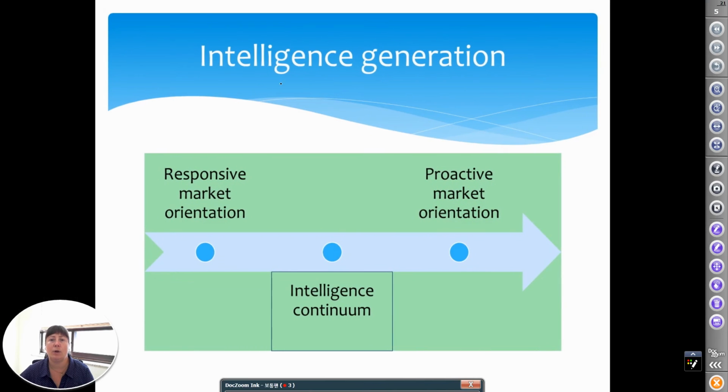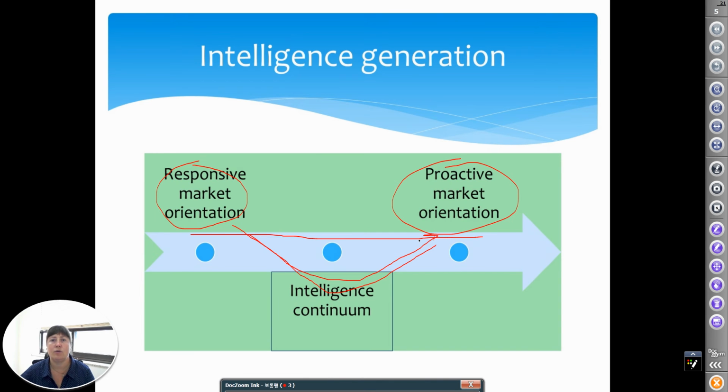So first of all, intelligence generation, what does it mean? You can find here some kind of continuum. So you can meet the responsive market orientation or proactive market orientation inside your high-tech company. It will call like intelligence continuum, and you should work through the intelligence continuum to find this proactive market orientation.